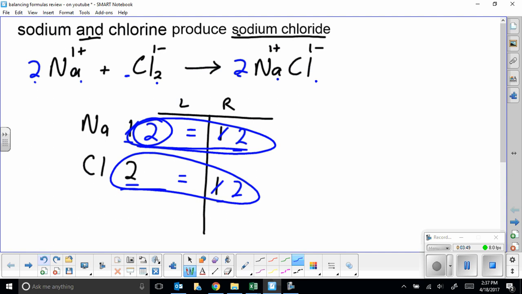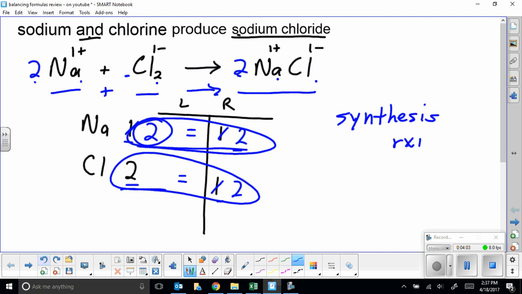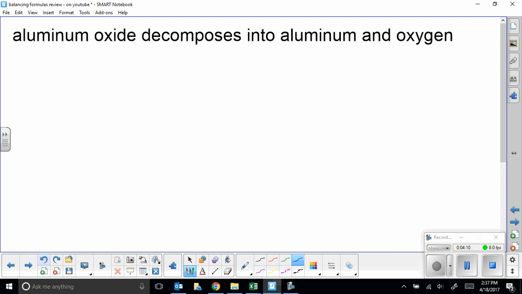Now look at the reaction type. I've got 1 thing plus 1 thing, and they're turning into 1, so I have 2 things turning into 1. And that, remember, is a synthesis reaction. Synthesis reaction. Like a synthesizer, we have 2 things combining into 1. Looking at the next one here, we've got obviously a decomposition reaction. I give you a clue right there that decomposes.